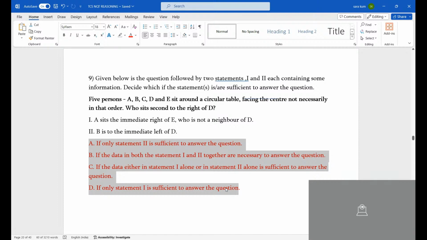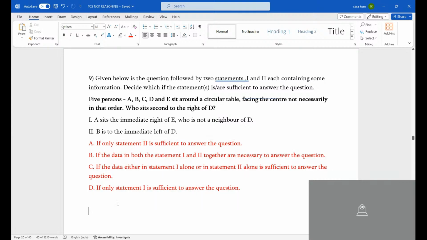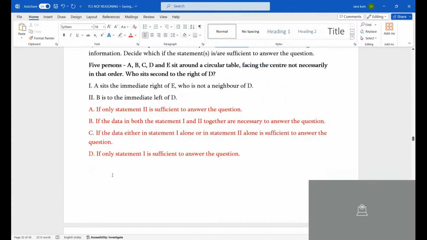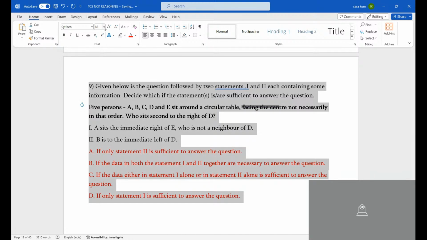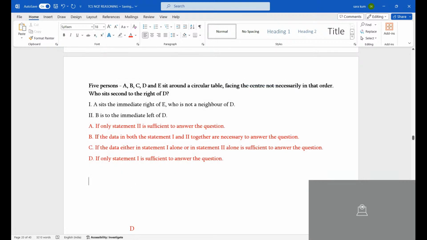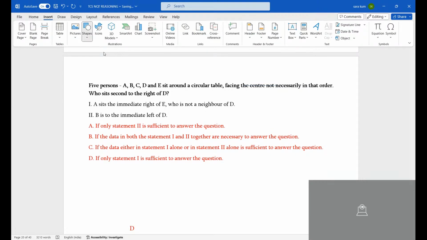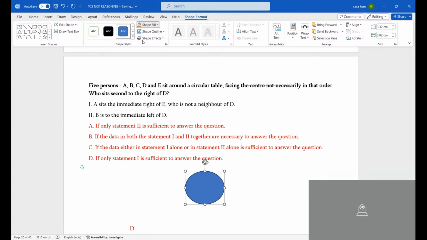Now, first let's read the question. They say A, B, C, D, E sit around a circular table facing the center, not necessarily in that order. Who sits second to the right of D? So they are sitting around a table and facing the center. Let me draw a representation for this. Let's draw a circle. So this here is a circle. I hope you're able to see a circle.